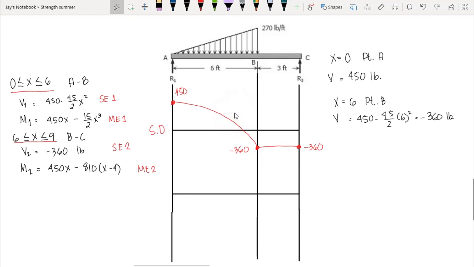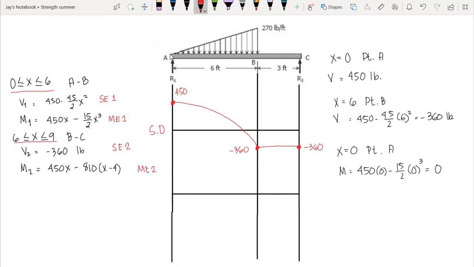How about the moment diagram? I'm using this equation here, at x equal to 0, so let's start at point A. We have our moment equation, 450 times x equal to 0, minus 15 over 2 times x equal to 0 raised to the 3, then we have 0 moment. Since we have a roller or hinge at this point, we should not have moment, unless this is a fixed support, then we have a moment at that point.